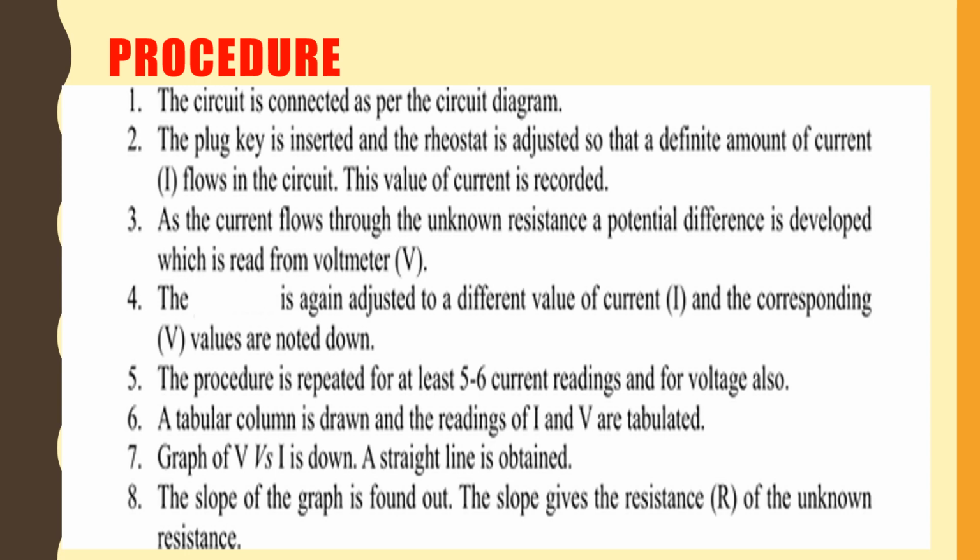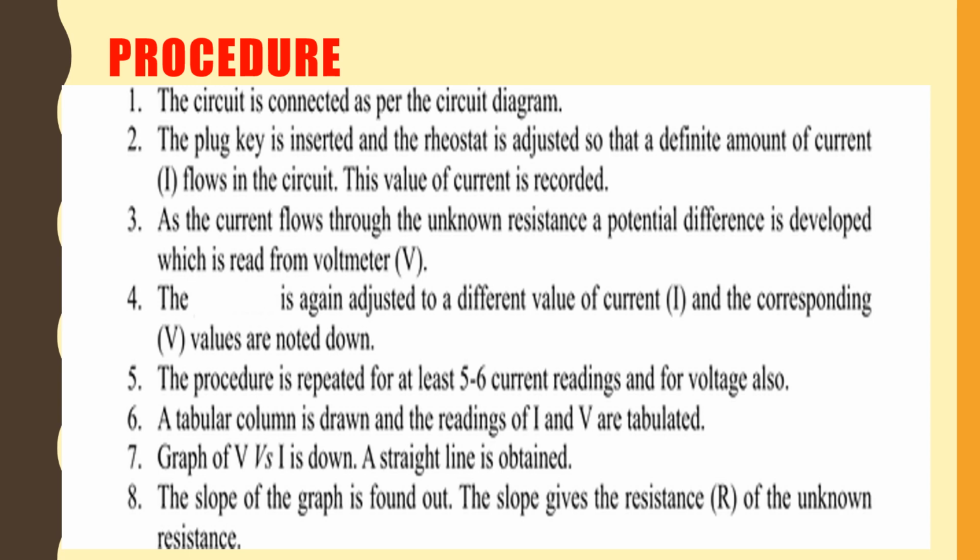After connecting the circuit, the plug key is inserted and the rheostat is adjusted so that a definite amount of current flows in the circuit. This value of current is recorded. As the current flows through the unknown resistance, a potential difference is developed, which is read from the voltmeter. The rheostat is again adjusted to a different value of current, and the corresponding value of voltage is noted. The procedure is repeated for at least 5 or 6 readings of current, and the corresponding voltage is determined.